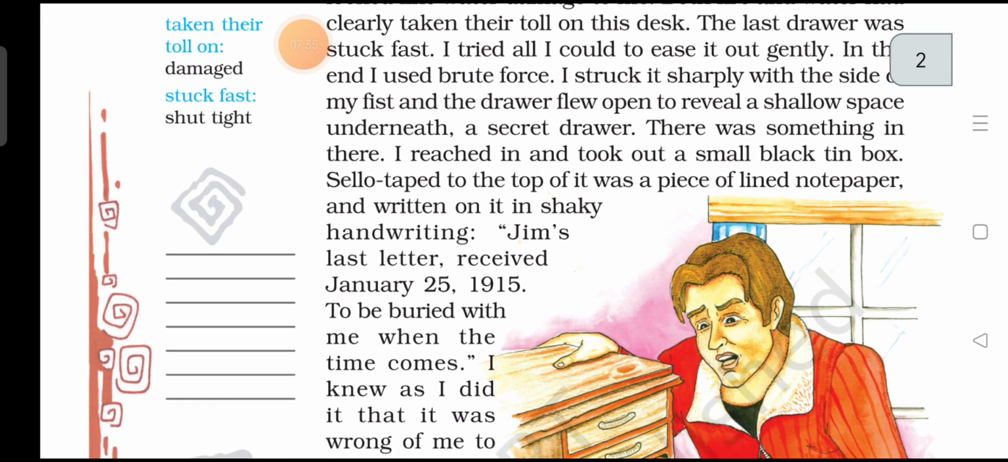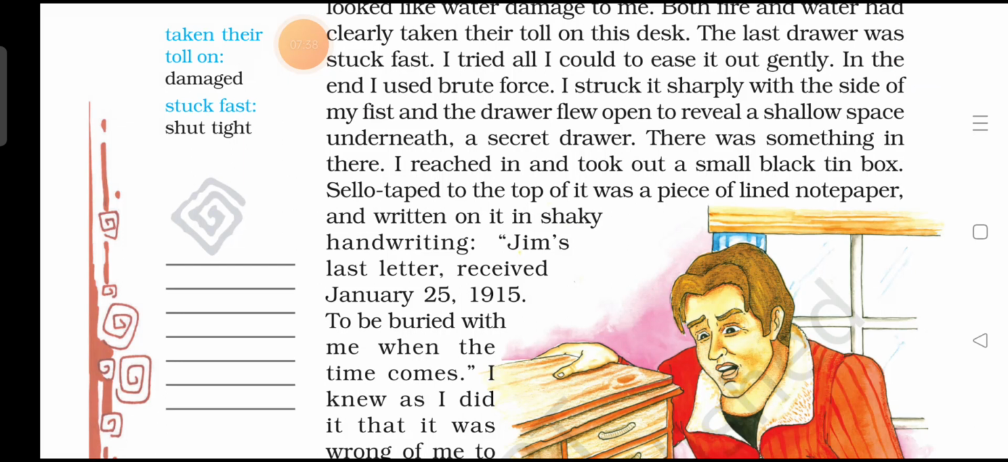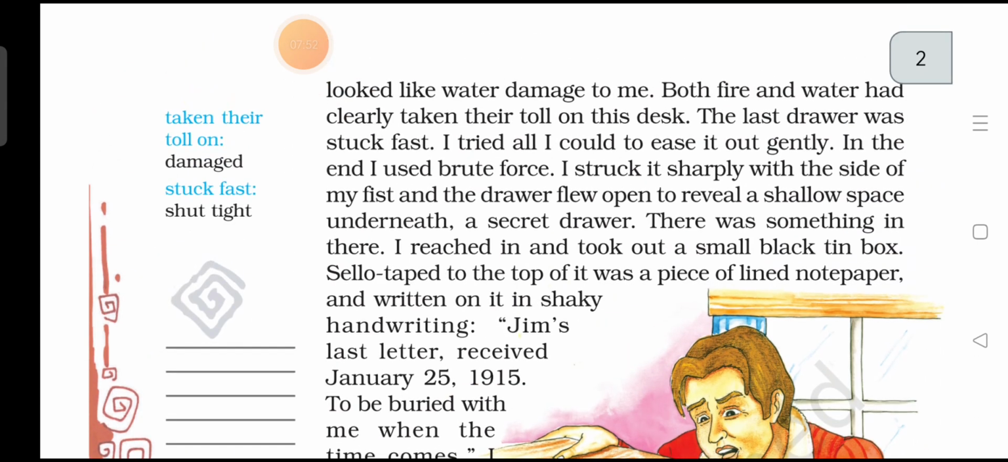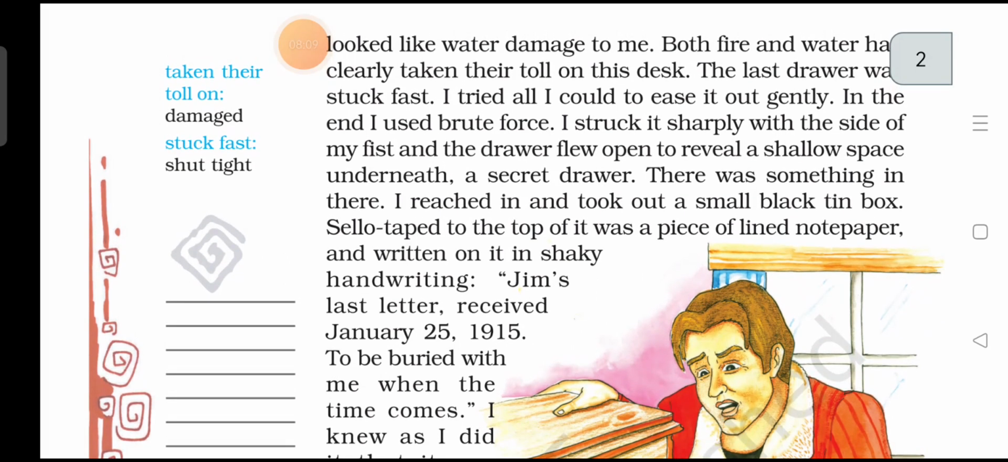The last drawer was stuck fast. The last drawer, कभी कभी आपने देखा होगा dear students, your drawer gets stuck, then it doesn't come out. OK, what do you do in that case? You pat it on the top of the desk, right, to take out that particular drawer. So what he has done: I tried all I could to ease it out gently. The writer had done everything to take out that drawer and see what is there. OK, in the end I used brute force.